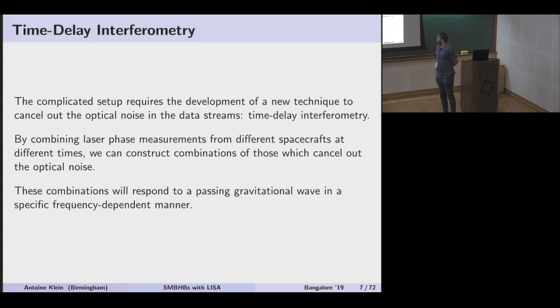So one important factor is that you have different noise sources in the detector. We'll see this in more detail tomorrow. But the important thing is that the phase noise of the laser is really the dominant component in your signal. And the idea is to combine different measurements taken at different times in order to cancel out this noise component.